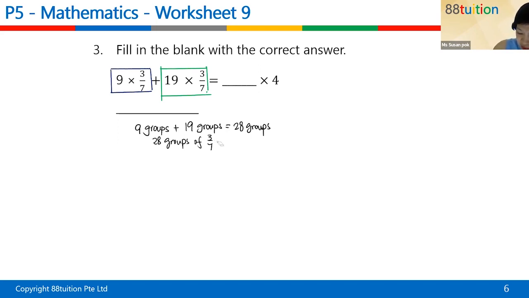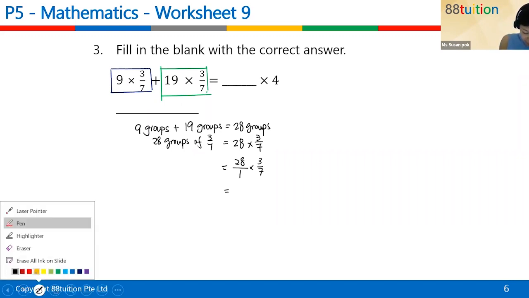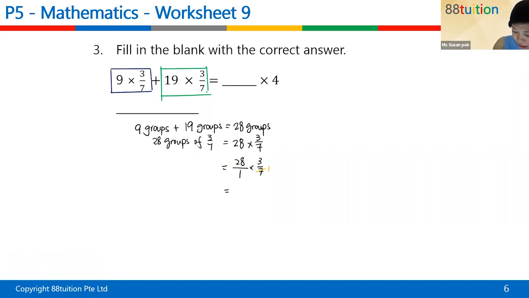Okay, so can I say this is 28 multiplied by 3 out of 7? And I change this to an improper fraction. Improper fraction means 大头娃娃, big-headed. So 大头娃娃 is 28 out of 7. This one you know, right? So far okay? Am I too fast? No.